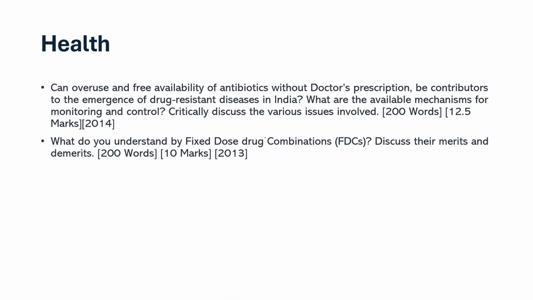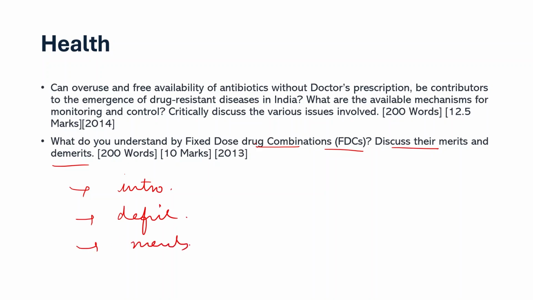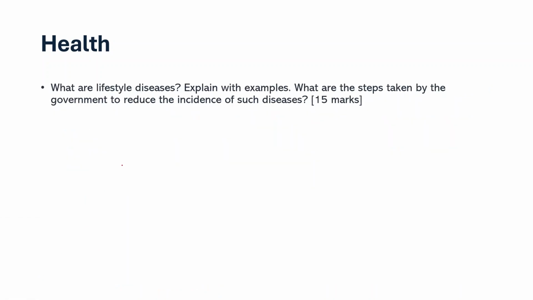Then you look at the next question. What do you understand by fixed dose drug combinations? Discuss their merits and demerits. Very, very simple. You just write about FDCs, you define them, then you write merits, then you write demerits, and you are done. Then you write conclusion. Okay.